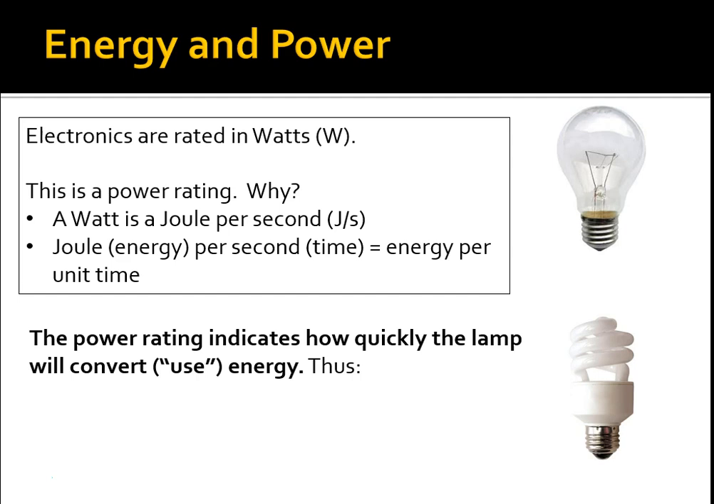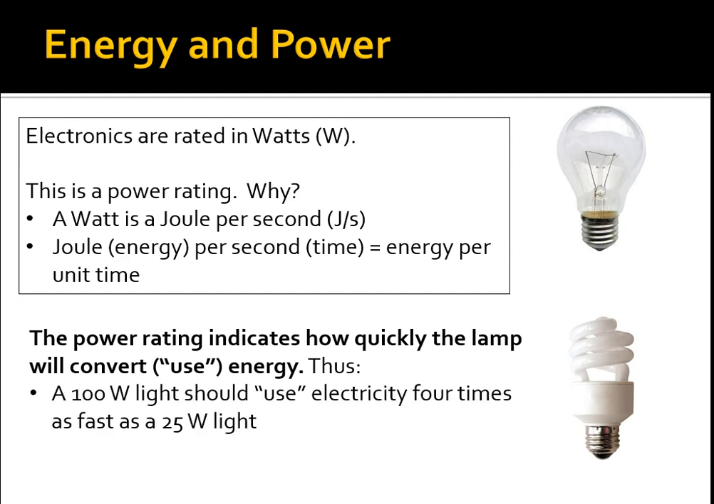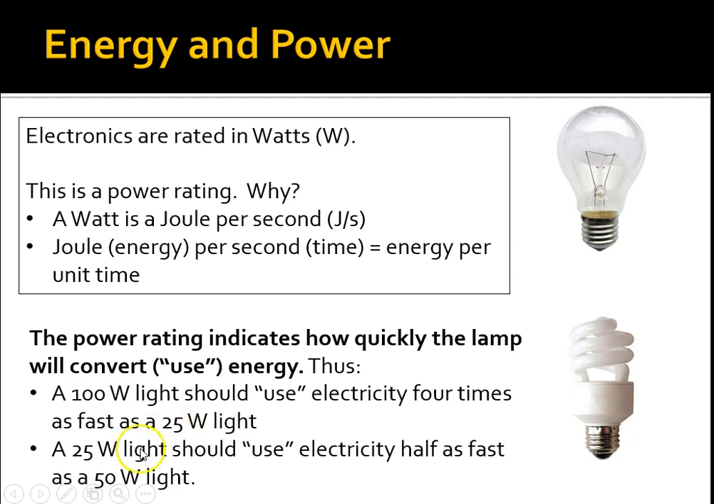So practically speaking, if you think about the power rating of a light, it's telling you how quickly it's converting the electrical energy into, well, it's mostly converted to heat, but it's converting electrical energy at a certain rate. And so a 100 watt light should use electricity 4 times as quickly as a 25 watt light, right? So 100 watts, it just tells you how quickly it's going to burn through the electricity. And a 25 watt light, on the other hand, should use electricity about half as fast as a 50 watt light.